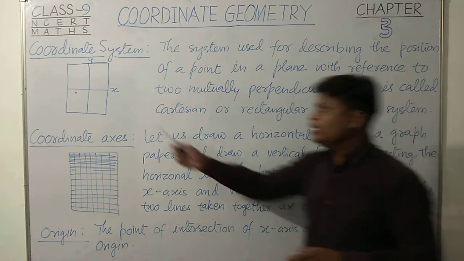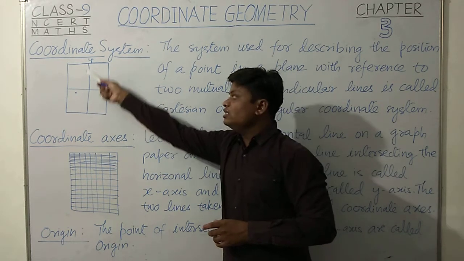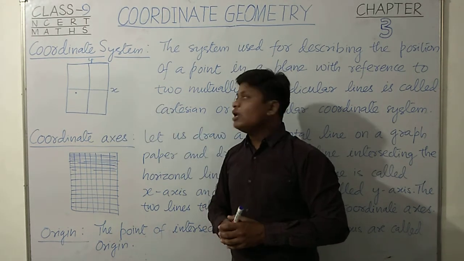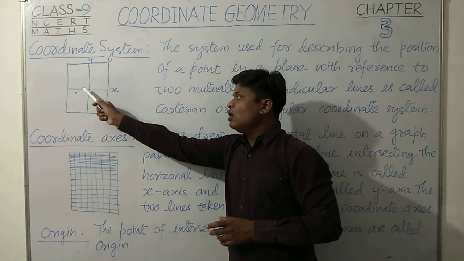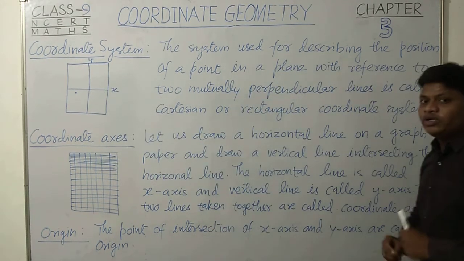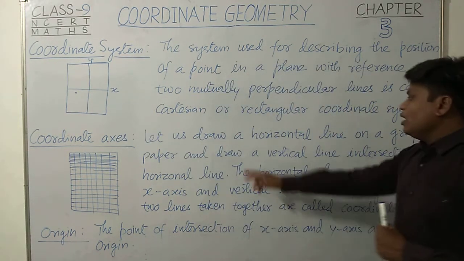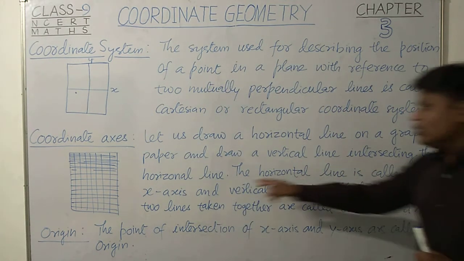Here you can see this is the x-axis, that is the horizontal line, and here is the y-axis, which is the perpendicular line, which is intersecting at this particular point, right? This point is exactly known as the origin, right? So this is the intersecting point. Draw a vertical line intersecting the horizontal line.